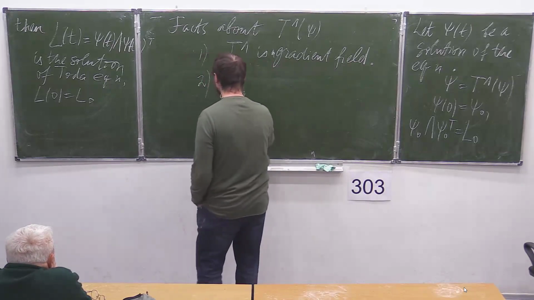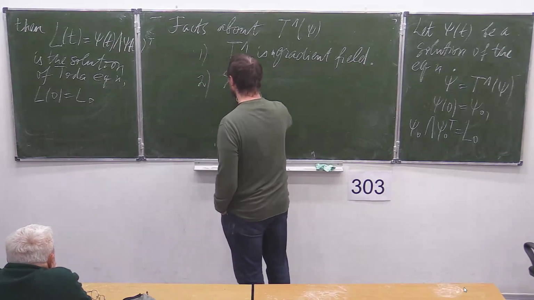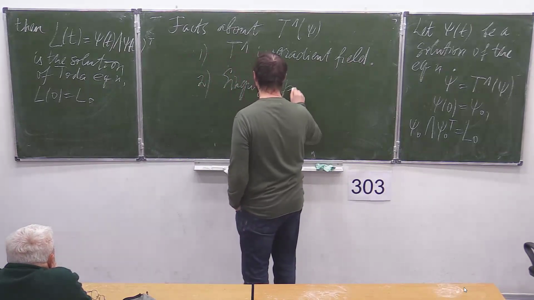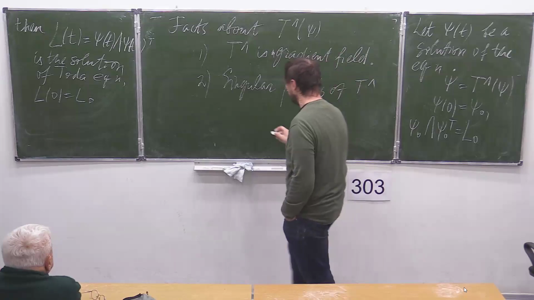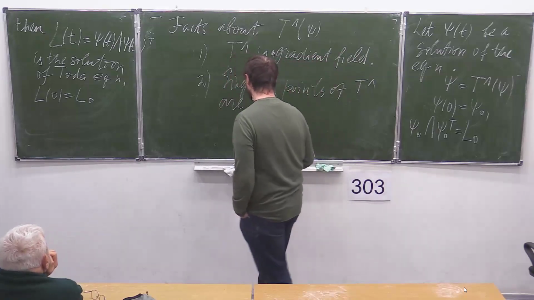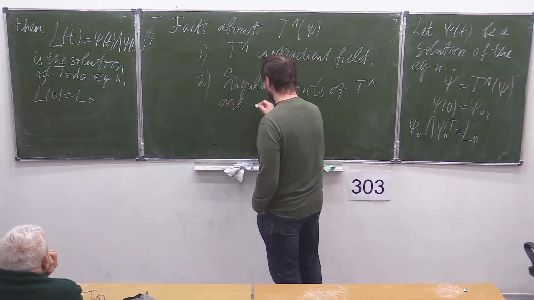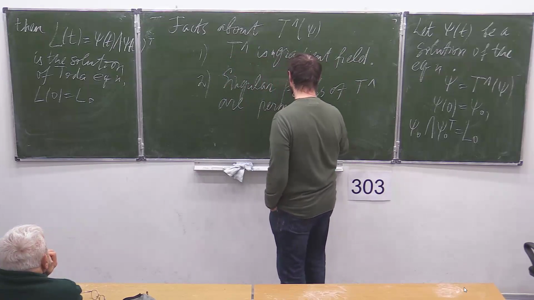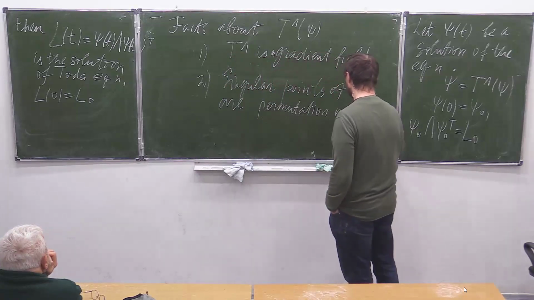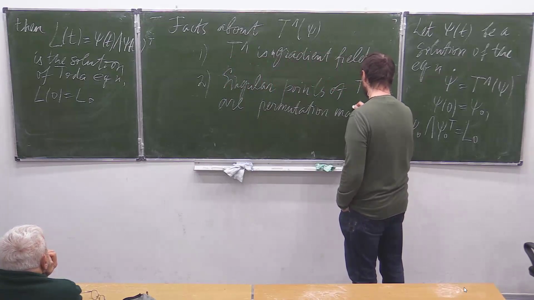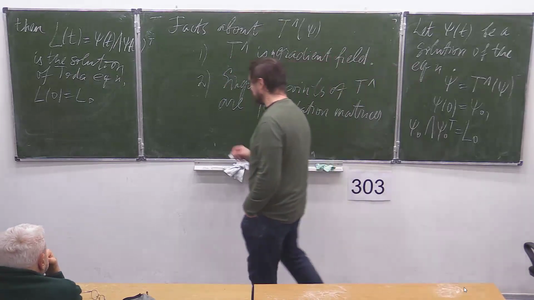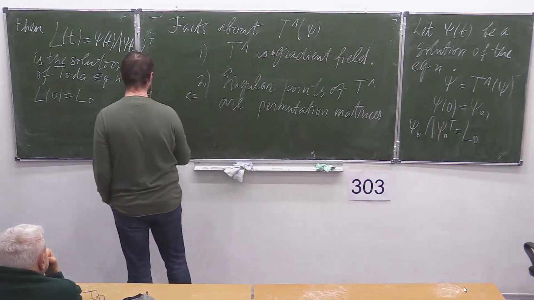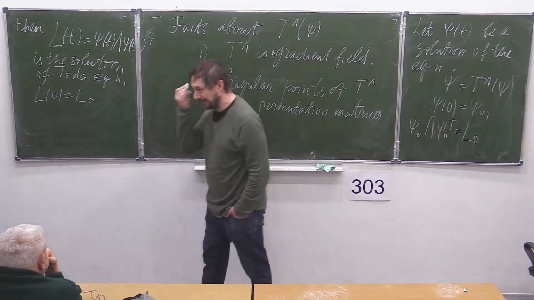Now the singular points of T lambda are, up to signs, permutation matrices. And this corresponds to the fact that the stable points of the Toda system are given by diagonal matrices on the Toda side.